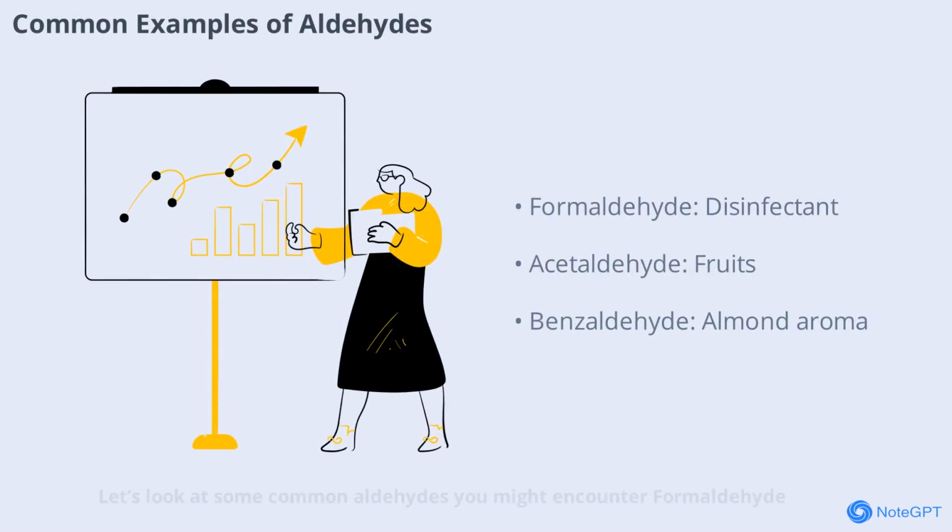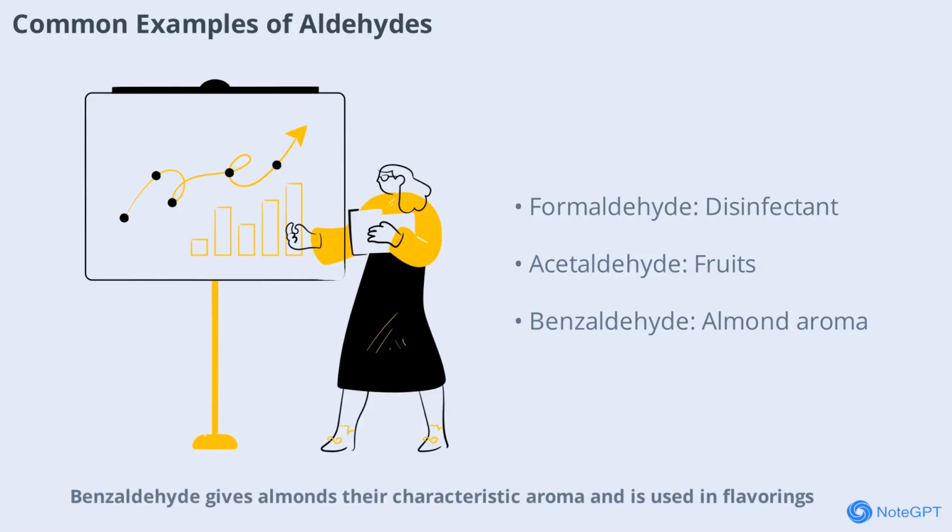Let's look at some common aldehydes you might encounter. Formaldehyde, the simplest aldehyde, is widely used as a disinfectant and preservative. Acetaldehyde is found in ripe fruits and is an intermediate in alcohol metabolism. Benzaldehyde gives almonds their characteristic aroma and is used in flavorings. These examples show the diversity and importance of aldehydes in both nature and industry.